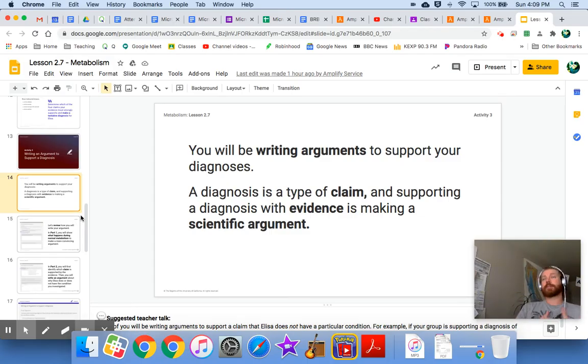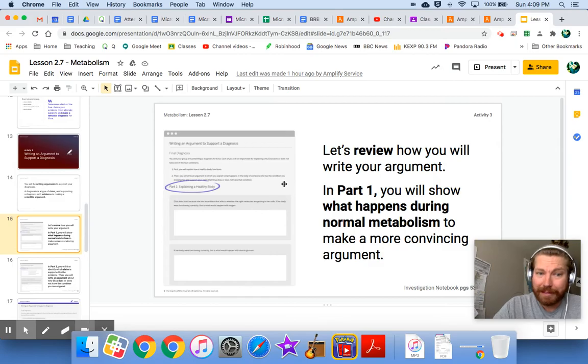So what you're going to do is say, well, here's what I finally think Elisa has. Here's why I think she has it. Diagnosis is a type of claim. We've been talking about claims. Our claims are answers to questions that we have. And the diagnosis for us was, well, what do we think Elisa has? Supporting a diagnosis with evidence is making a scientific argument. It's nice because it's laid out for you. It breaks down how you need to write your argument.